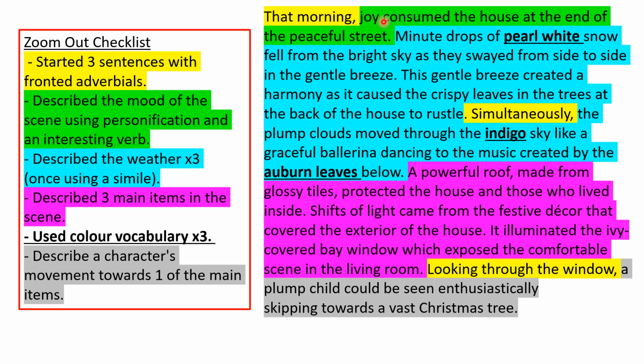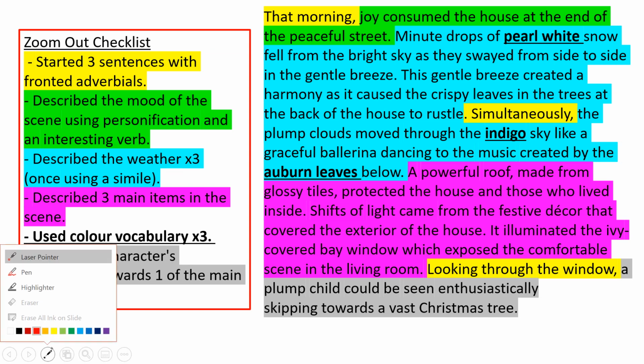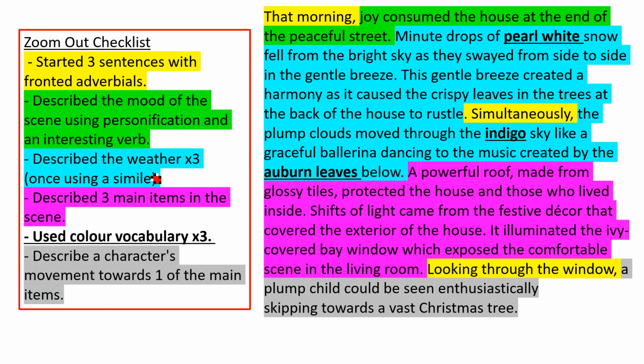We have a description of the mood using personification. The personification here is consumed. Okay, joy actually hasn't physically consumed the house, but it's the idea that joy is really overwhelming and everyone in the house feels joy. We have describing the weather 3 times and once using a simile, and the simile here is talking about the clouds that move through the indigo sky like a graceful ballerina dancing to the music created by the auburn leaves below.